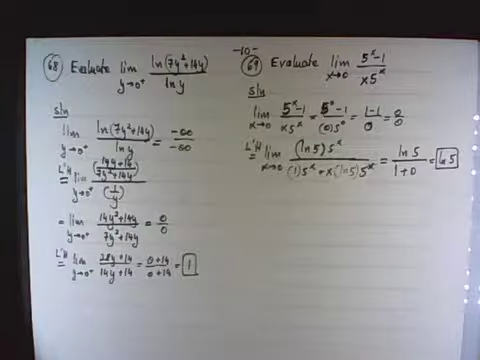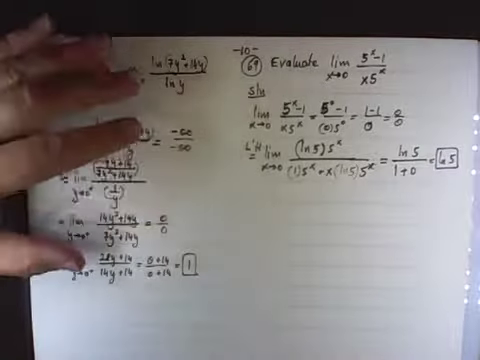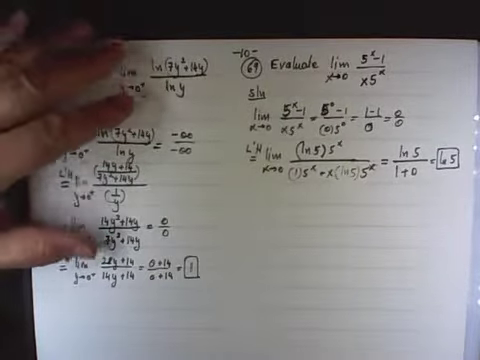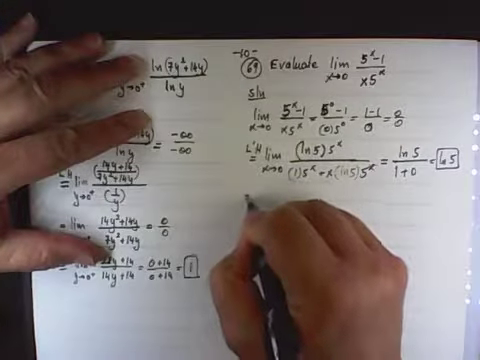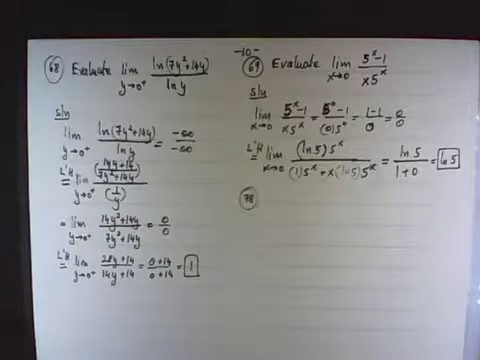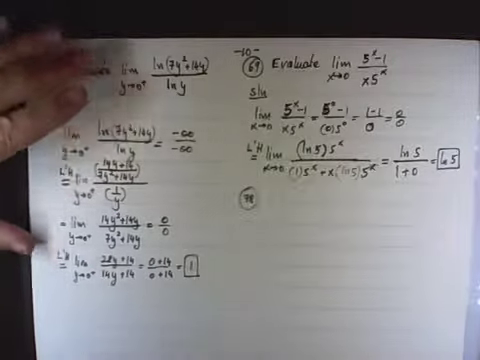So which one do you want me to do from antiderivative? Choose one, the good one. 78. 78 it is. Okay.